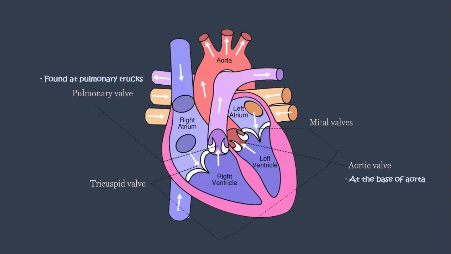We have four valves, which is known as pulmonary valve, tricuspid valve, mitral valve, and aortic valve. The aortic valve is found at the base of aorta, while the pulmonary valve is found at the base of the pulmonary trunk.